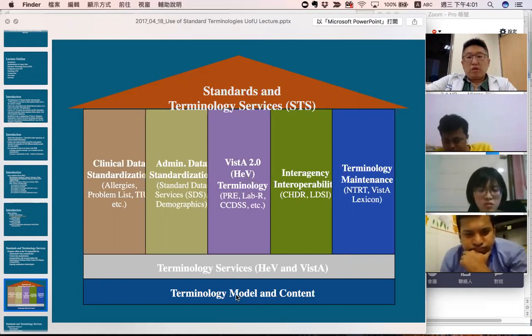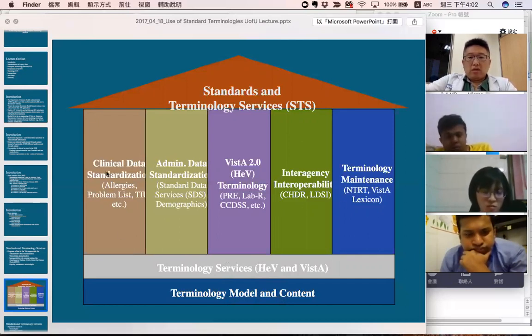So if I rephrase it, I will use syntactic and semantic. The model refers to the syntactic, and the content means semantic. Okay, so if we want to share the data, we need to have the syntactic and semantic. So here we are based on the terminology service.